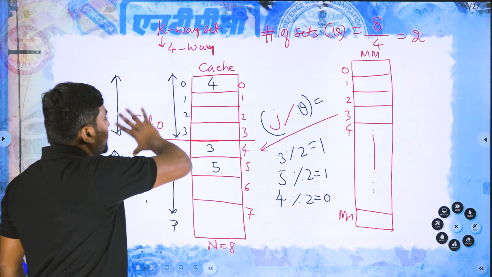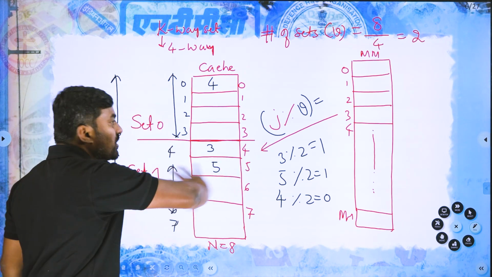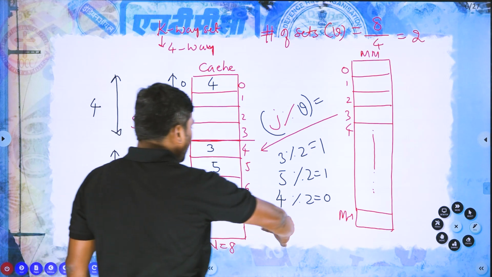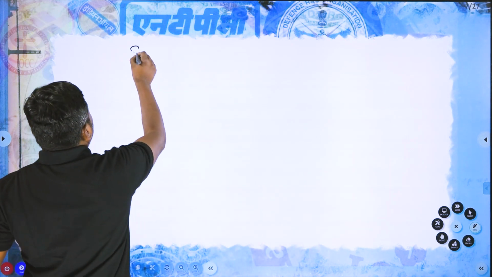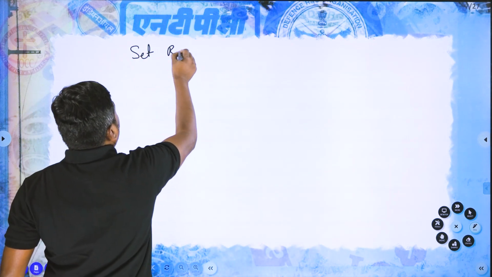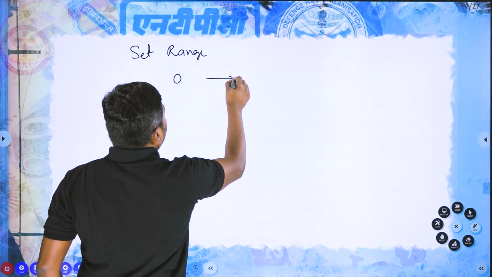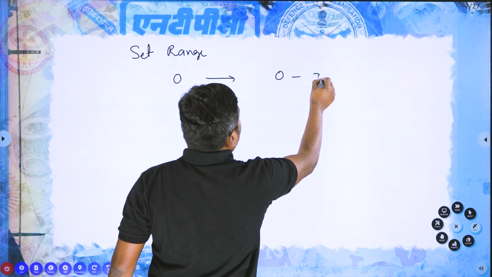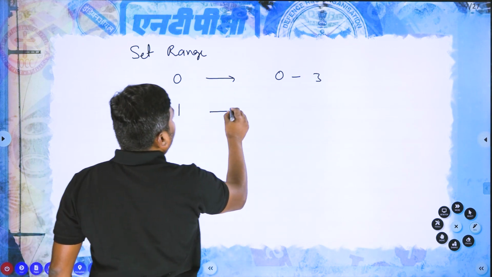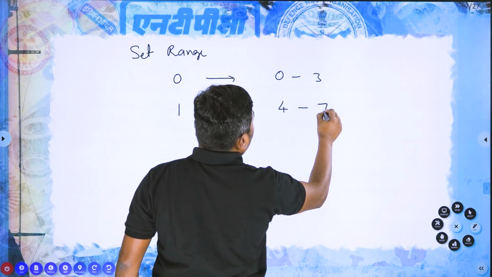I have to find the set range only. How do we get the set range? Please do understand, I am taking the set range. Now, set number 0: what is the range for set number 0? 0 to 3, correct or not? Set number 1: what is the range? 4 to 7, correct or not?